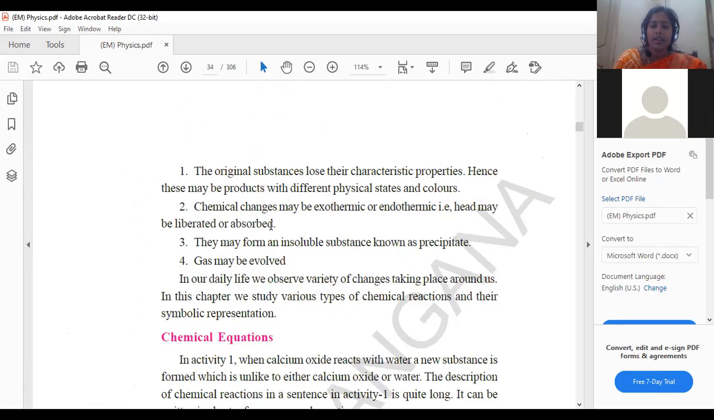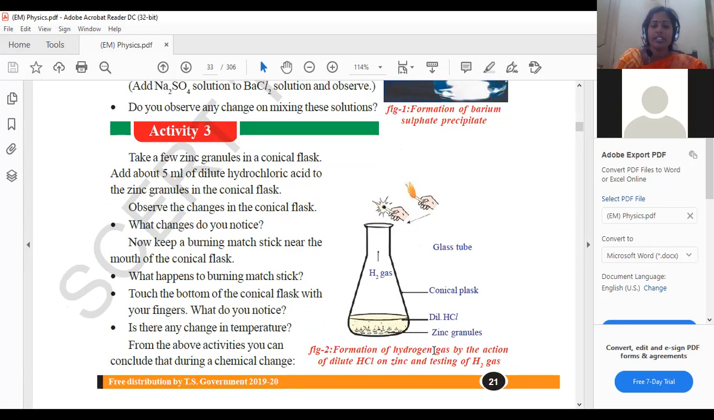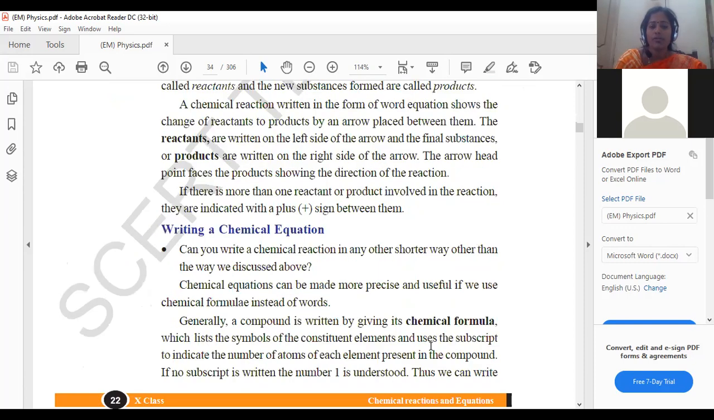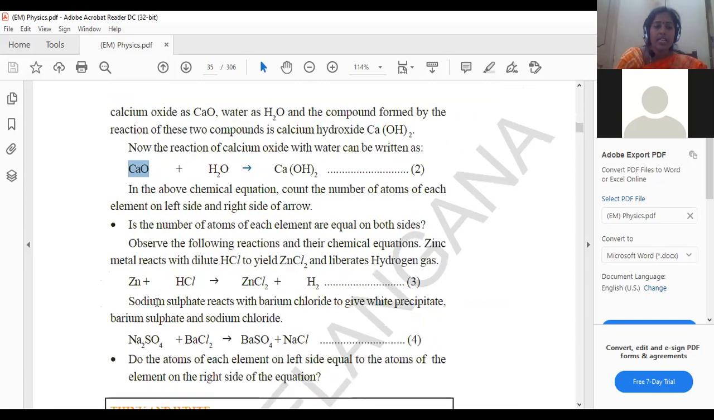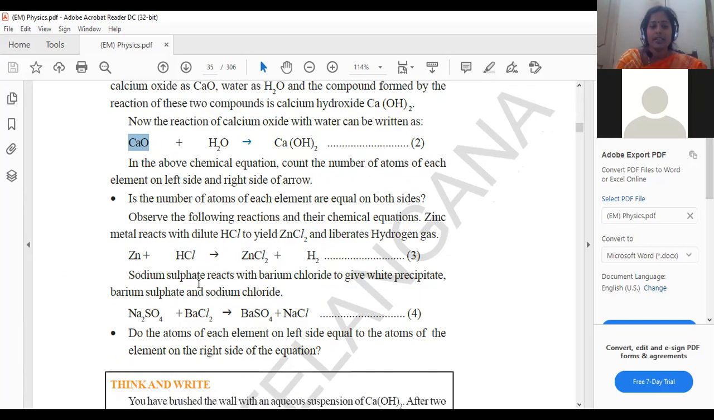Let's go back. In activity number 3, zinc added with HCl, hydrogen plus zinc chloride is formed. Now let us see how it will be represented in chemical equation form. Zinc is a metal added with hydrochloric acid, formation of zinc chloride salt is possible. Along with this, H2 will be liberated, hydrogen gas is liberated. But when you observe clearly, the equation is not balanced. Here one hydrogen, here two hydrogens, here one chlorine, two chlorine. That's why we have to put 2 HCl here.